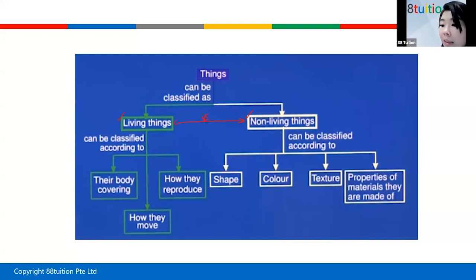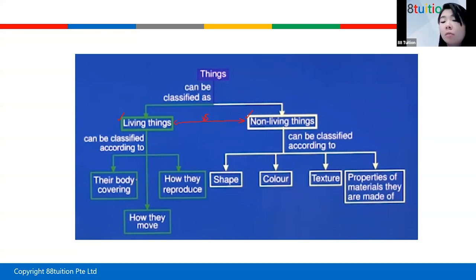Under living things, they can be further classified into body covering. For example, fish have scales, birds have feathers, mammals have fur. How they move: some animals can swim, some can fly, some simply walk. And how they reproduce: most fish lay eggs, but mammals give birth to their young alive. So that's some further broad categories in which we can classify living things.